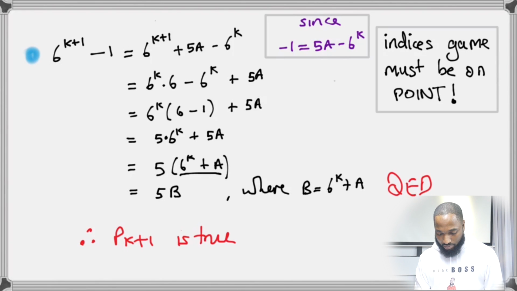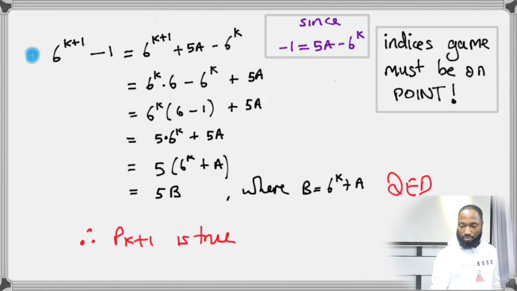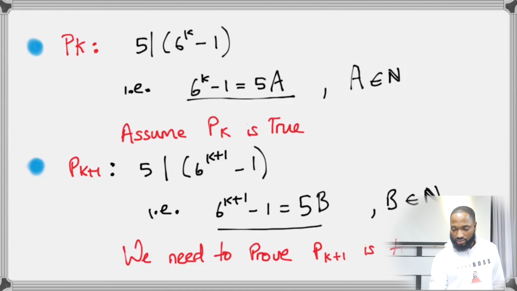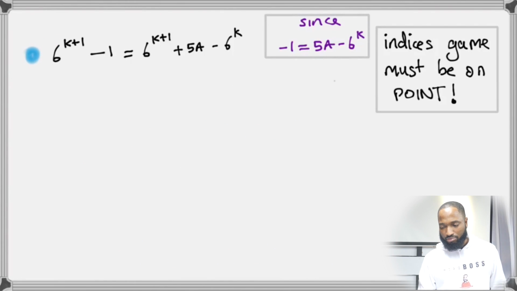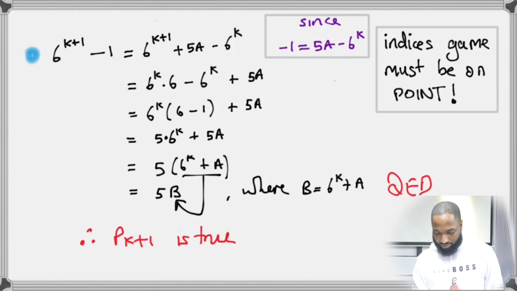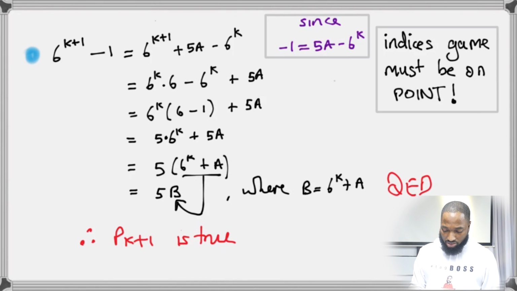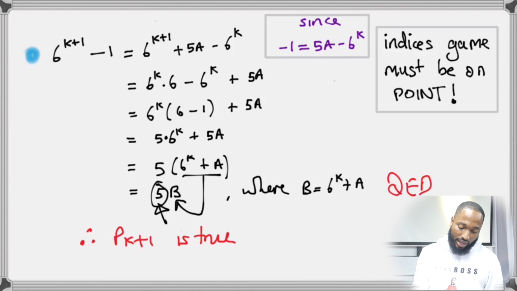5 by 6k plus a is obvious now that the 6k plus a must be the b from before, when we are assuming this 5 by b. So b is just some natural number. It's proven here. Why? Because we have a factor 5 coming out as well of the 6k plus 1.